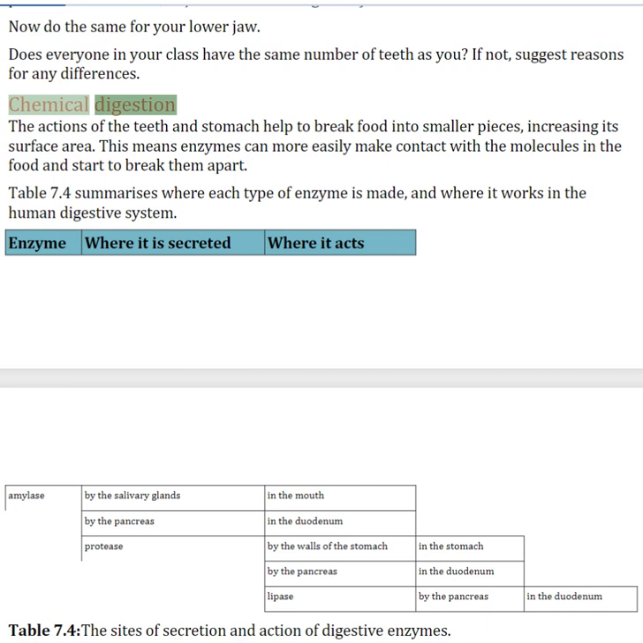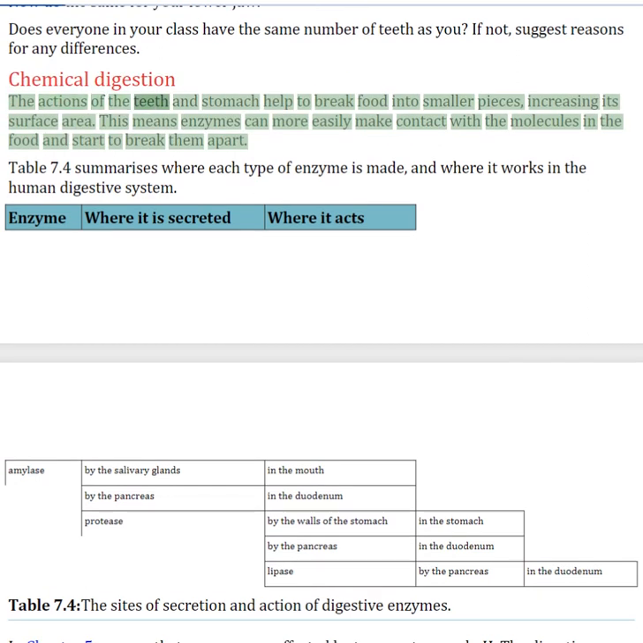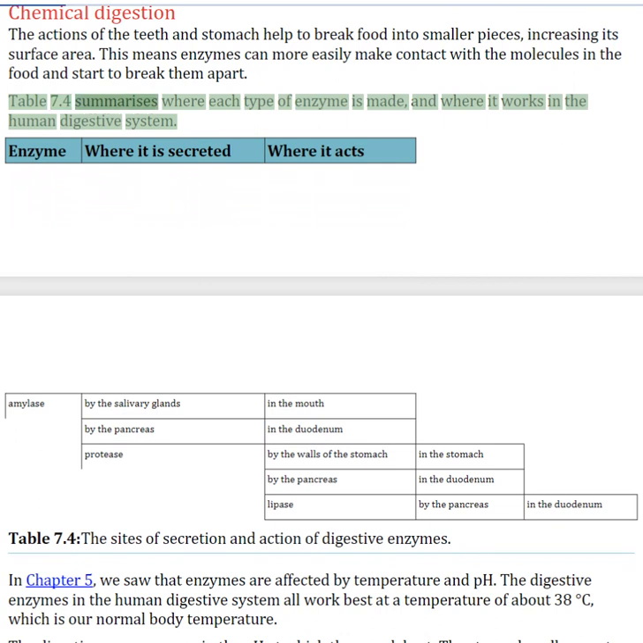Chemical digestion. The actions of the teeth and stomach help to break food into smaller pieces, increasing its surface area. This means enzymes can more easily make contact with the molecules in the food and start to break them apart. Table 7.4 summarizes where each type of enzyme is made, and where it works in the human digestive system.